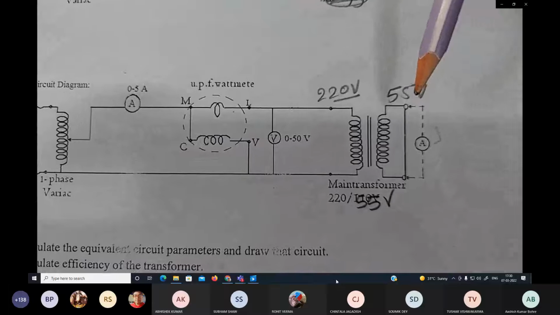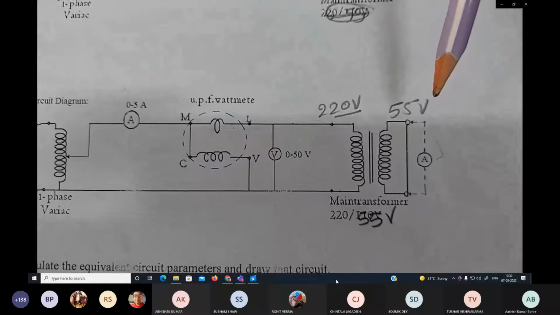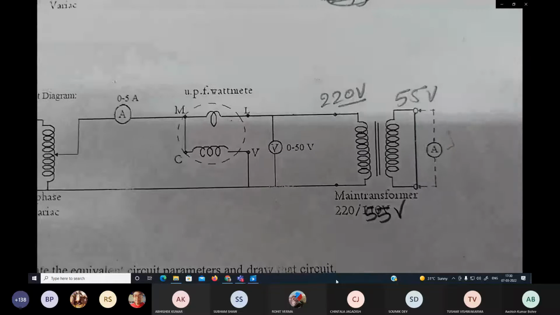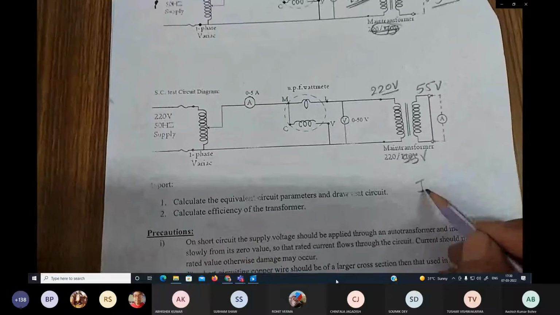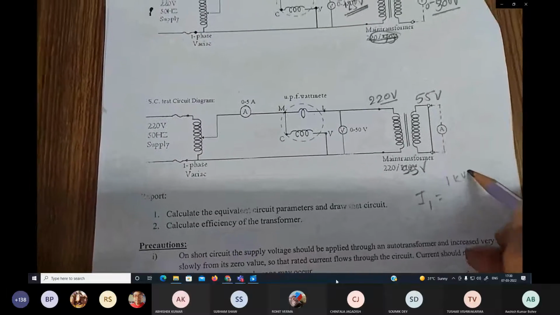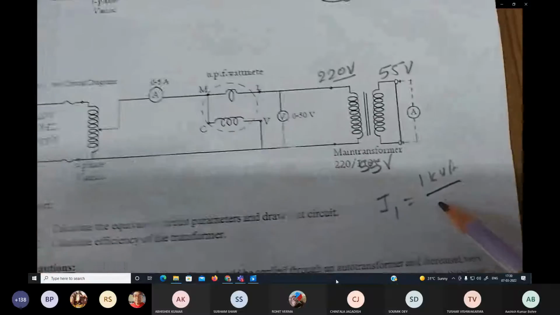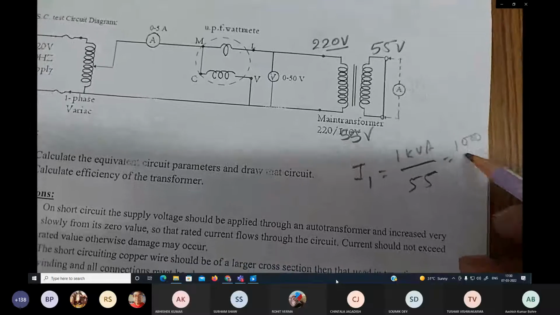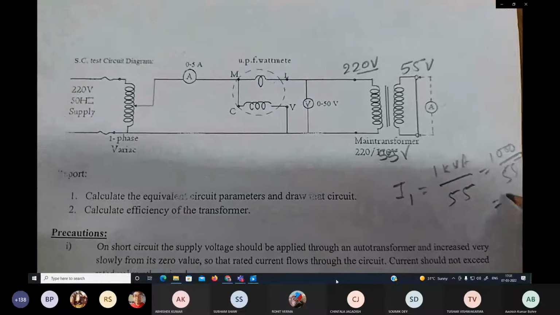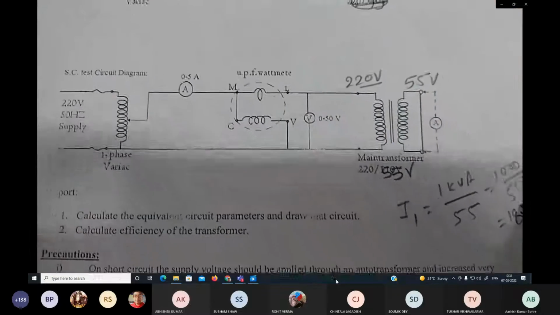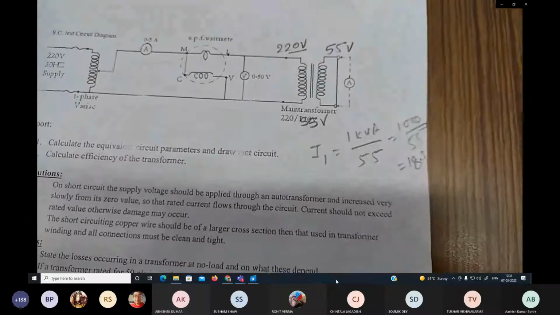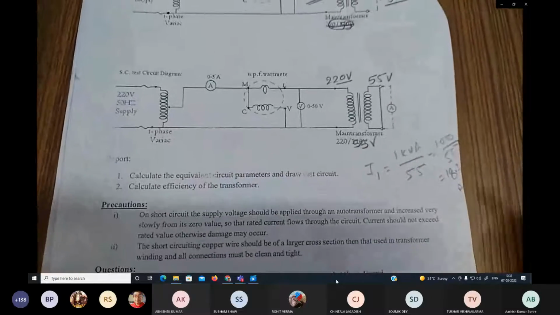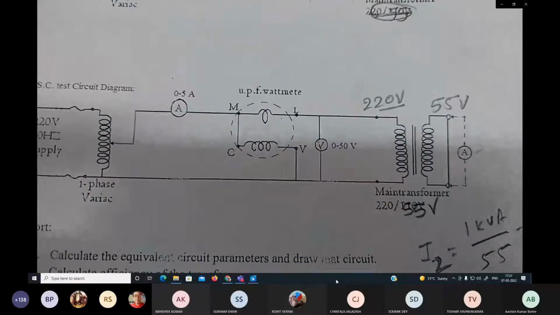So how do we get the reading of the secondary winding? Because we have already connected the ammeter, we will get the current from the ammeter reading. As per the transformer specification, the short circuit current can be calculated from the kVA rating. The kVA rating is 1 kilovolt ampere, so 1 kilovolt ampere should be divided by 55, because the secondary side is the 55 volt side. Automatically we will get 18.18 or 18.2 amperes. That current is called the full load secondary current.